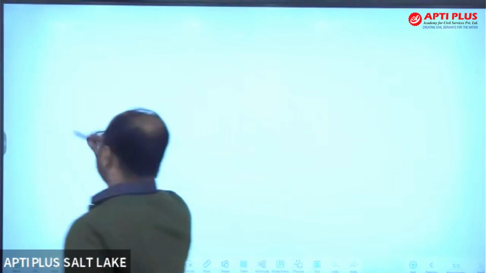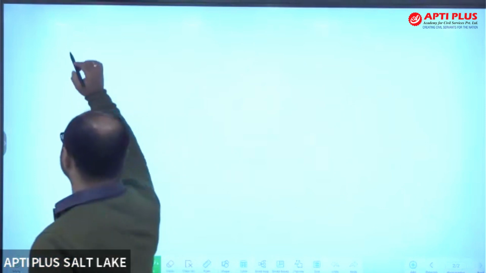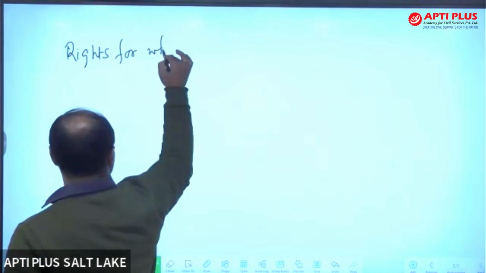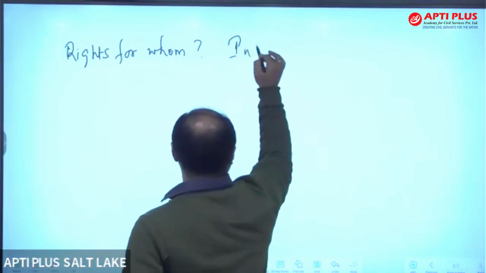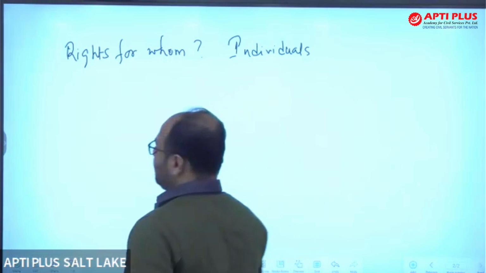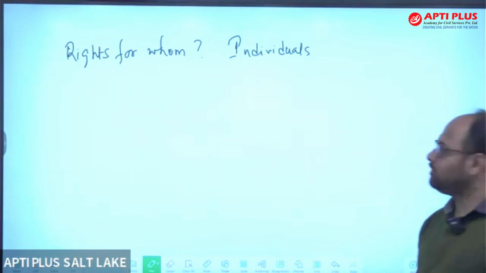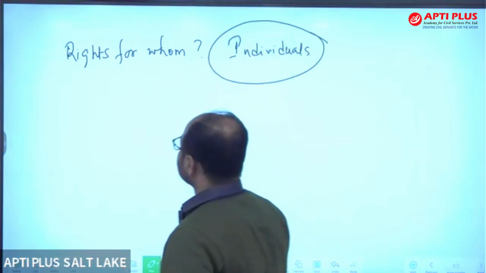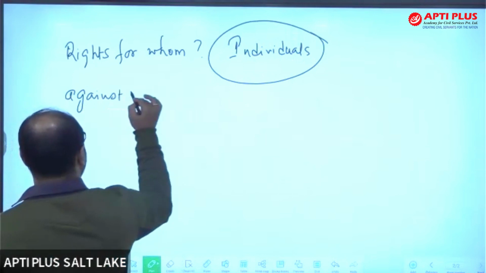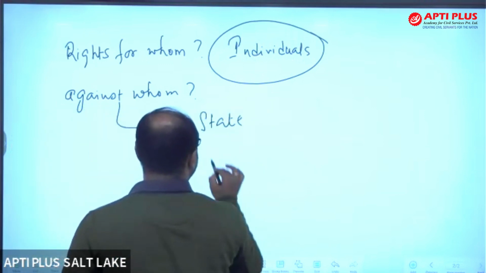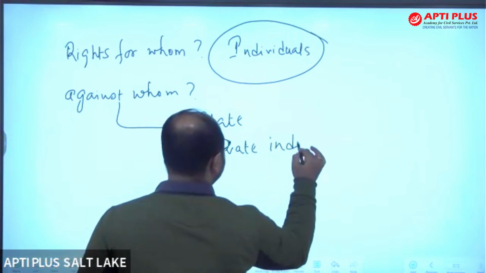Now why are these rights so important? The reason is that you have to look into the availability of the rights, for whom, against whom. So if the third question is asked, rights are for whom? We can say individuals. Even some corporations are also included in it. We will come to it later on. That's a bigger part of the discussion. So as of now we are focusing only on the basic part. So rights are for the individuals, against whom? The answer will be two. One is against the state, the other one is against private individuals also.